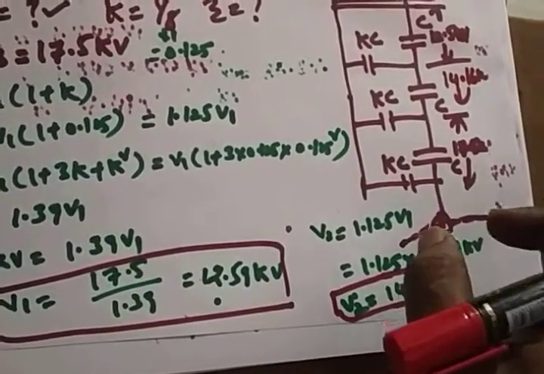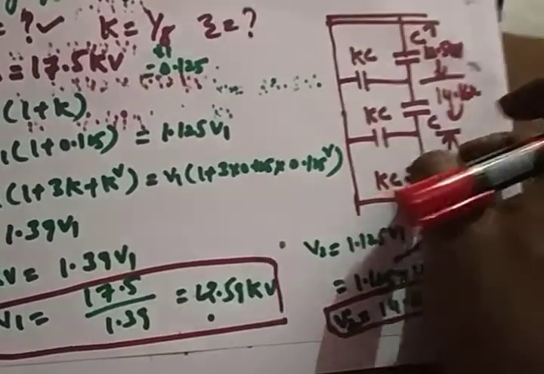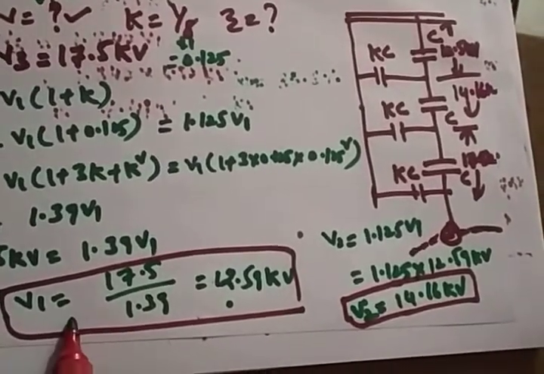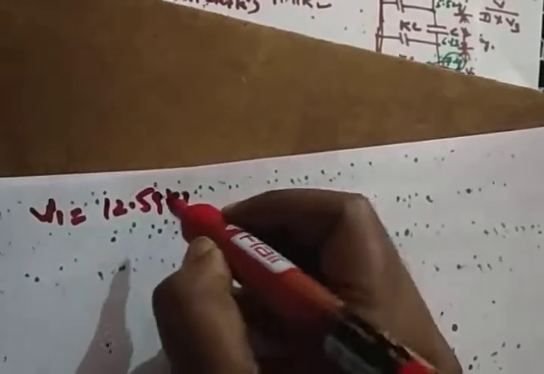That means the disk nearer to the conductor has the maximum voltage, and it keeps on decreasing toward the cross arm. So you know the V1 value, the V2 value, and the V3 value. Then find out the total line voltage. It is a simple problem. First you have to understand what is given and what you are going to calculate, then it will be easy. V1 is 12.59 kV, V2 is 14.16 kV, and V3 is given as 17.5 kV.